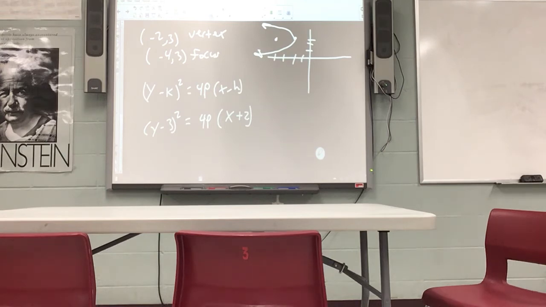Remember that? So my focus is right here, and that is 2 units away from the vertex, which means my directrix has to be 2 units away as well. So the directrix would be on the y-axis right there. So that distance is your P. So we had a distance of 2, a distance of 2.